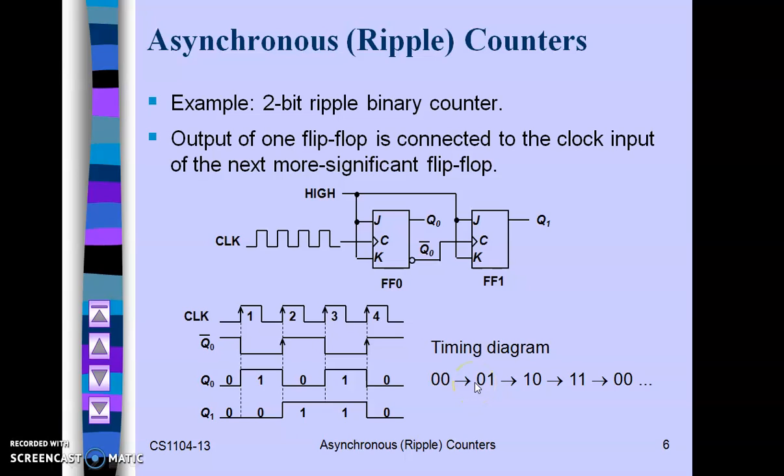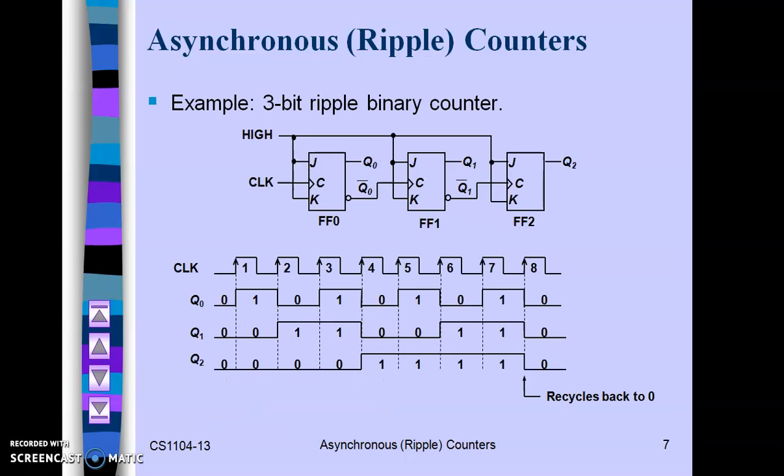The number of states always counted by a ripple counter is 2 raised to n. Here it is a 2-bit counter, so 2 flip-flops are required, 2 raised to 2 is 4, so the number of counting states is 4. Similarly, here is another example, a 3-bit binary ripple counter, so 3 flip-flops are required. The same concept is used here.